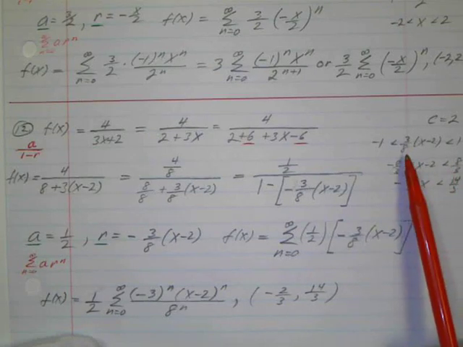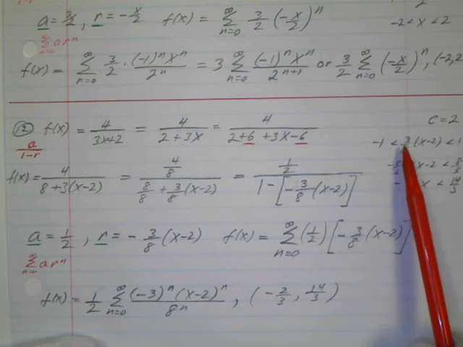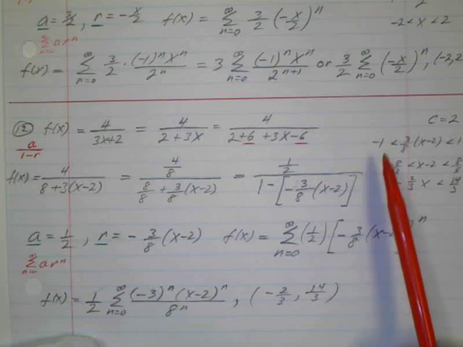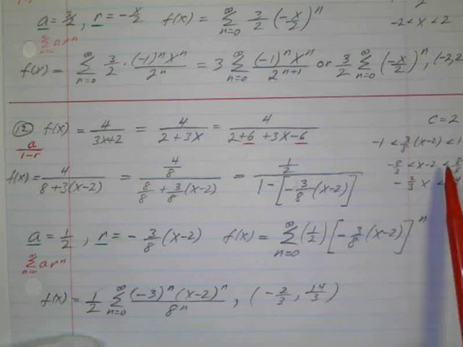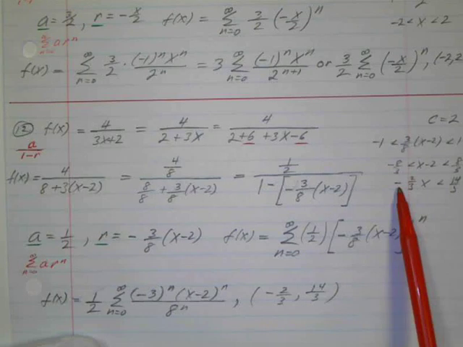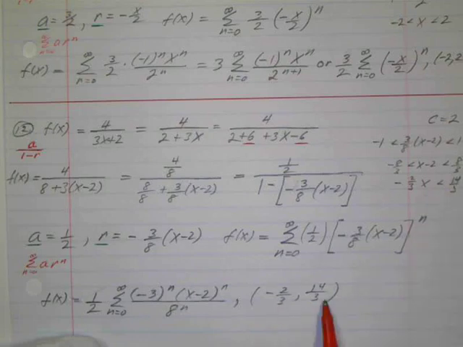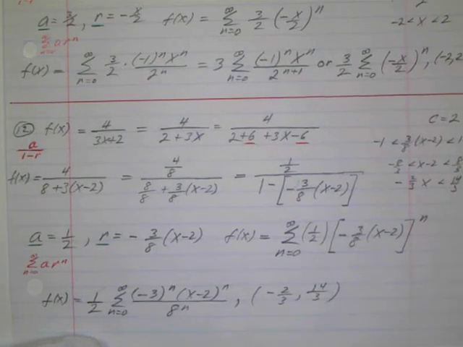Then I can multiply all 3 parts by 8/3, and that will make this just x minus 2, and then negative 8/3 and positive 8/3. Then if I add 2 to both sides, 2 is 6/3, so 6/3 plus 8/3 is 14/3. Negative 8/3 plus 6/3 is negative 2/3, and there you have your interval of convergence, negative 2/3 and 14/3. So that all makes sense.